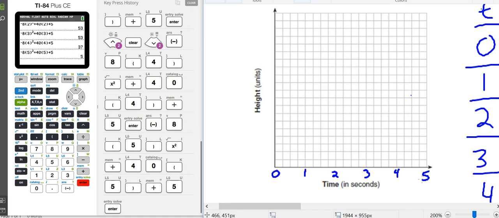Now we have to deal with the heights. So we're going to divide it every 3 units. So the first line will be 3 units, the second line will be 6, 9, 12, and so on. Let's zoom back out and start graphing the points.